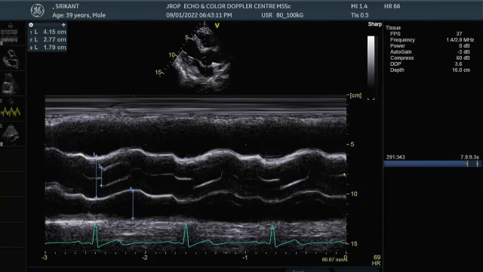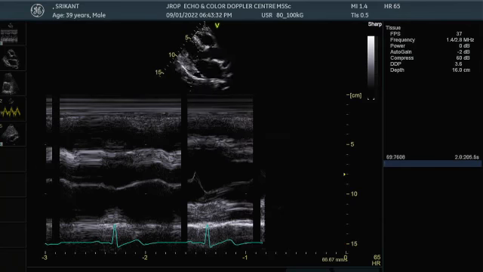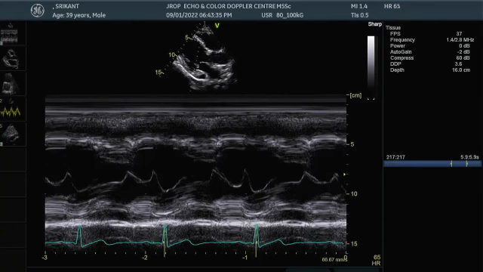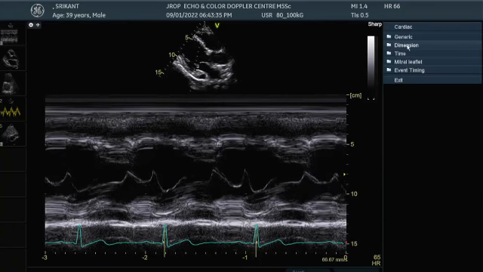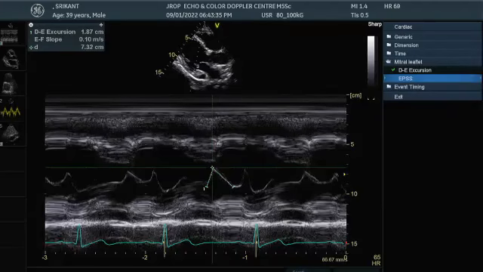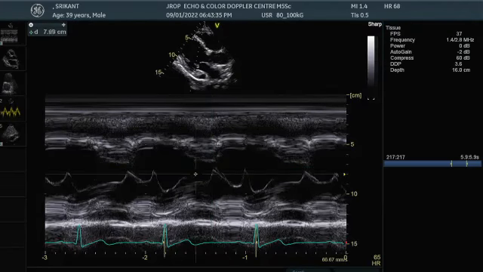Okay, Dr. Shamshad? Okay, sir. Next comes tip of the mitral valve leaflets. So I moved my cursor to the tip of the mitral valve leaflet. So if I'm measuring at the tip of the mitral valve leaflet, this is DE excursion, this is EF slope, and this is E point septal separation. Right? Okay, sir. Anything else?